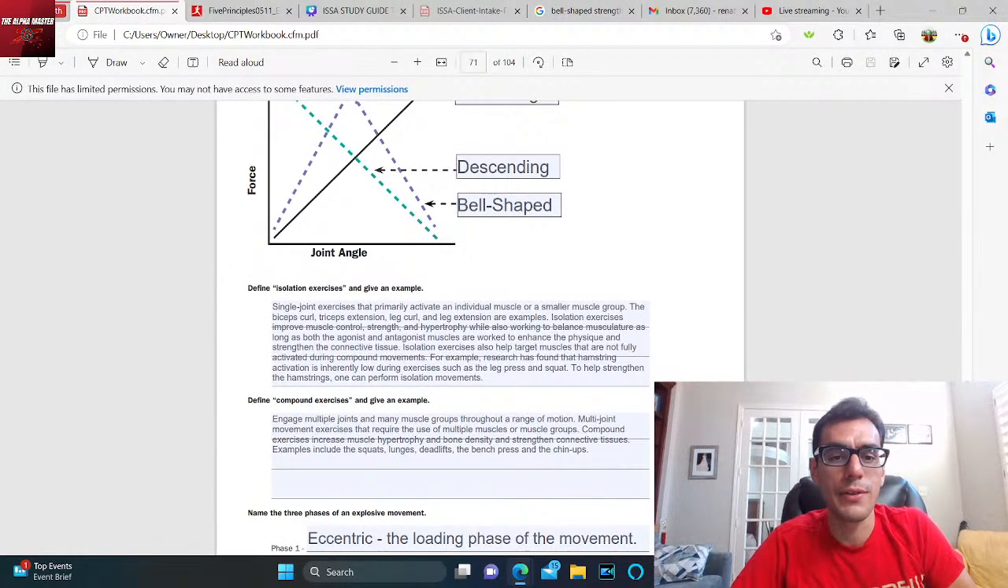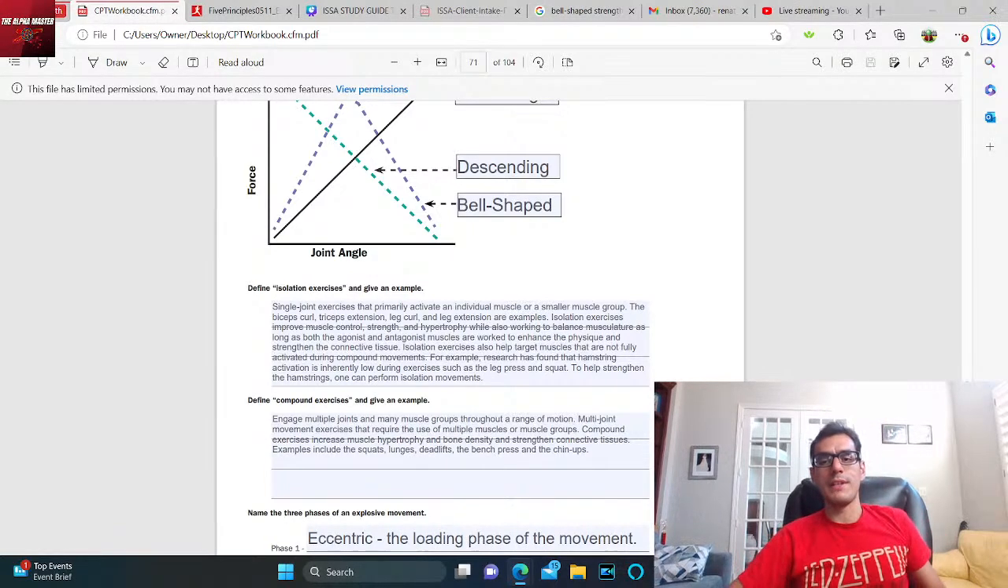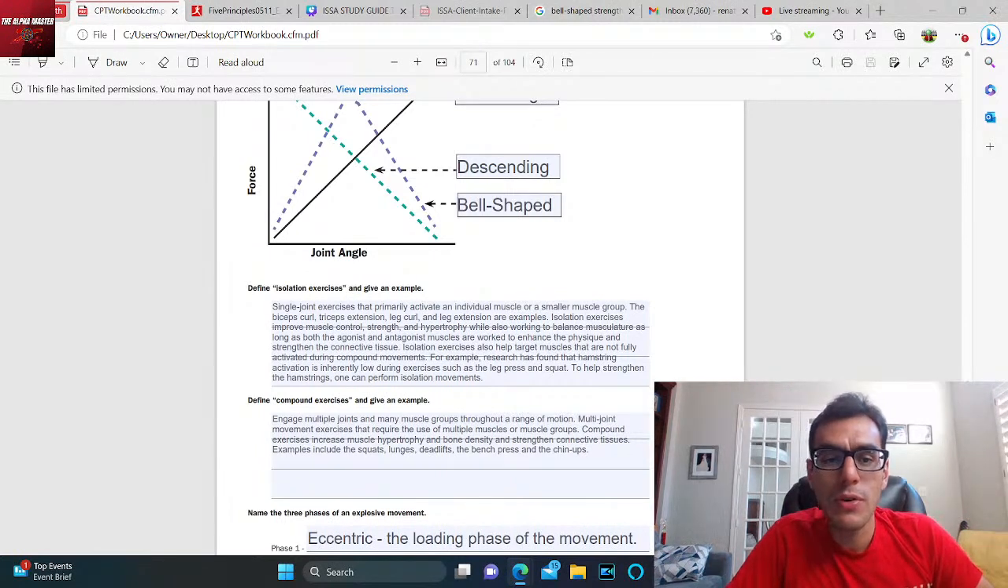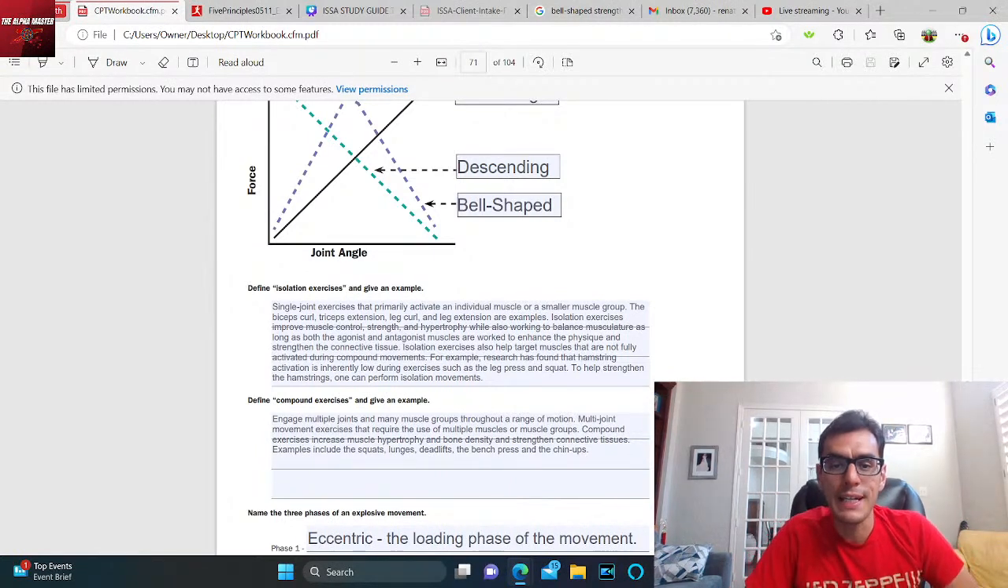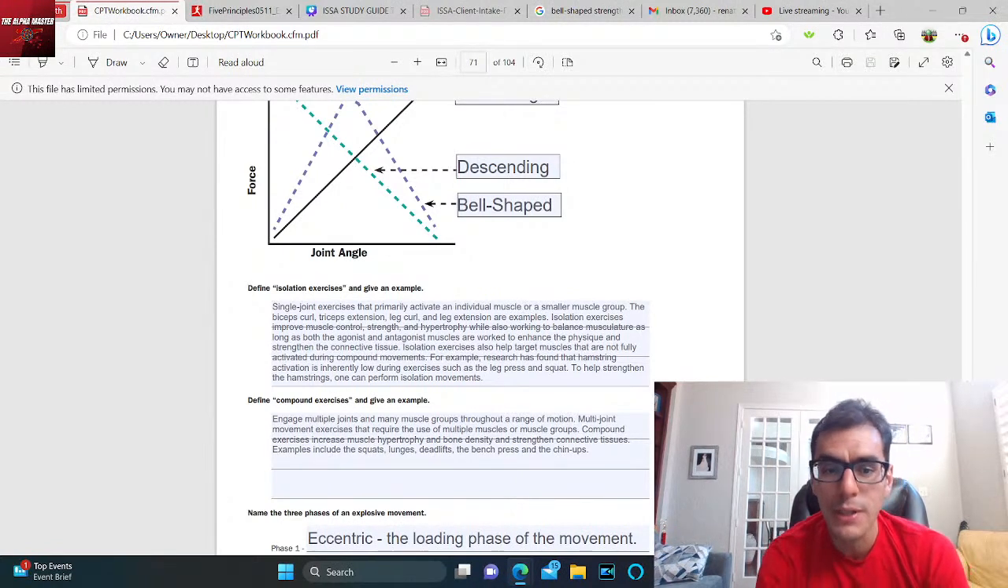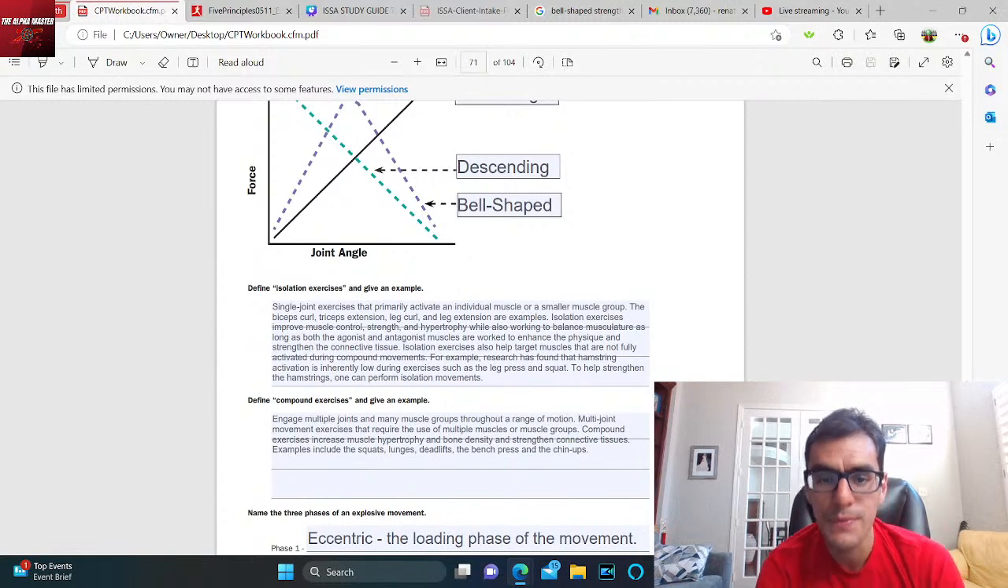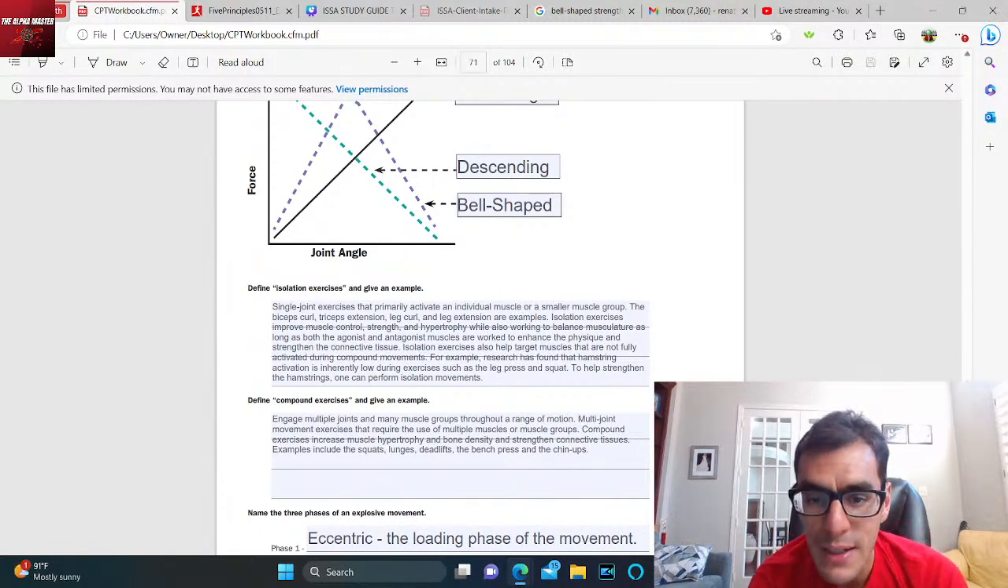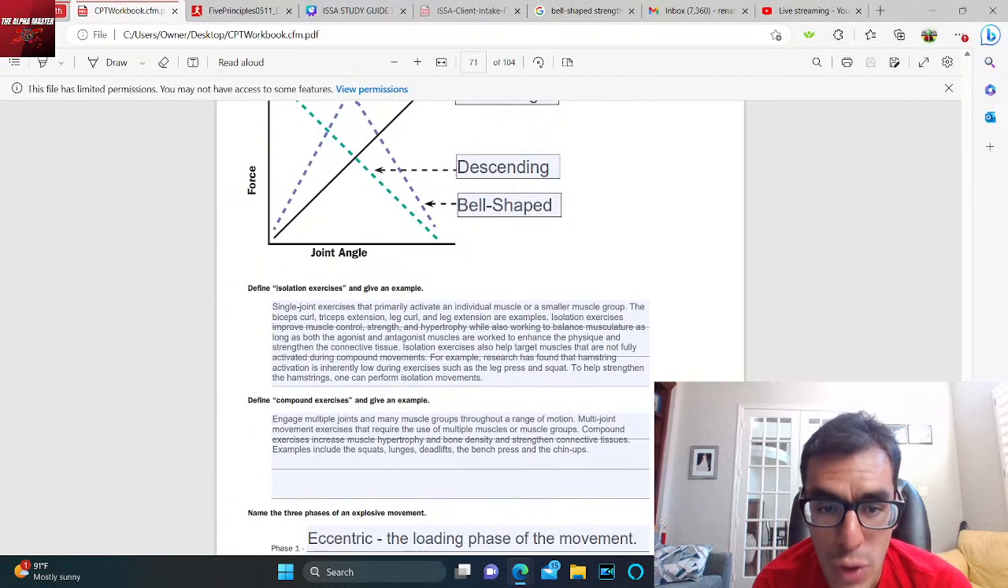So isolation exercises are going to be single joint exercises that primarily activate an individual muscle or a smaller muscle group. The biceps curl, the tricep extension, the leg curl, and leg extension are examples. Isolation exercises improve muscle control, strength, and hypertrophy while also working to balance musculature as long as both the agonist and antagonist muscles are worked to enhance the physique and strengthen the connective tissue. Isolation exercises also help target muscles that are not fully activated during compound movements.